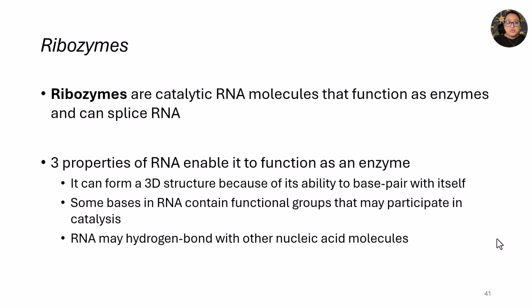And then there are also ribozymes. So ribozymes are catalytic RNA molecules that function as enzymes. That's kind of why it ends in zyme, and they can splice RNA. There are 3 properties of RNA that are really interesting and let it function as an enzyme. First, RNA can form 3D structures, because it's single-stranded, but it can base pair with itself.